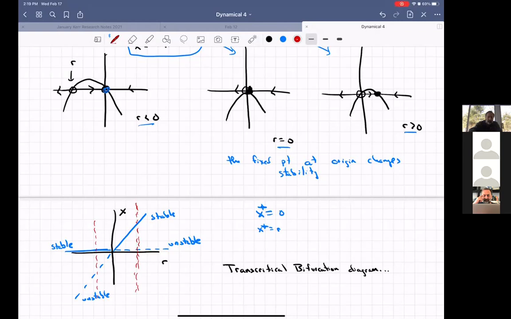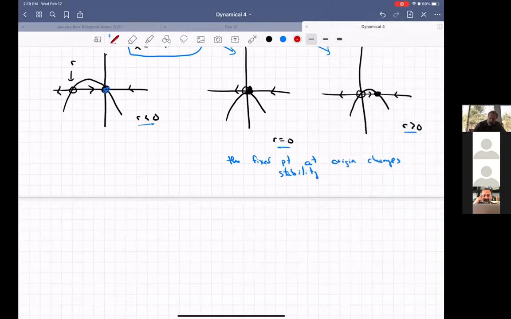So now the last type of bifurcation that you can have are things called pitchfork bifurcations.